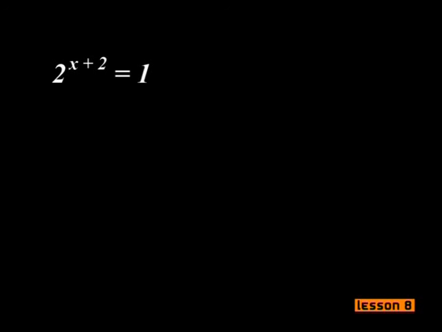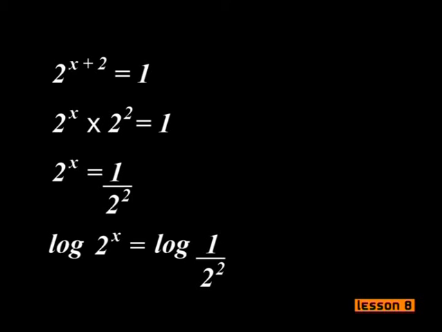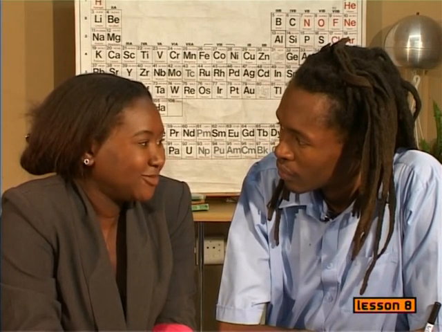On the left-hand side over here, we can see that we are adding the powers of the base 2. The rule says that if we add the powers, we must multiply the bases. So we can split this into 2 to the power x times 2 to the power 2. And in order to get the 2 on its own, we divide both sides by 2 squared. Now that we've done that, we can log both sides. Why don't you take it from here, Teboho?